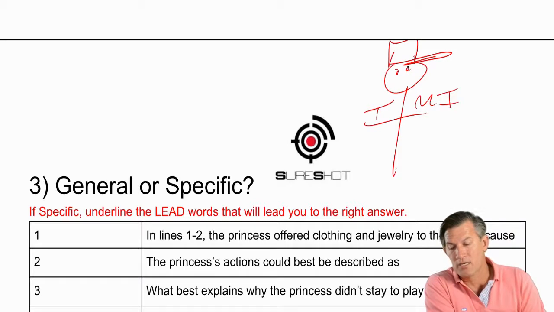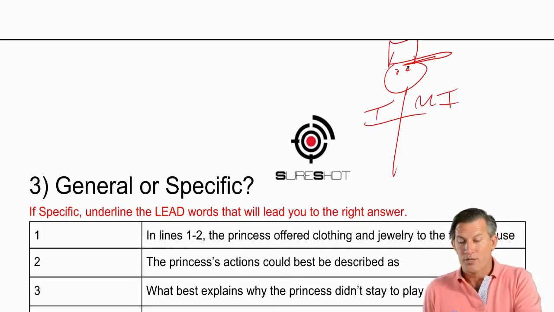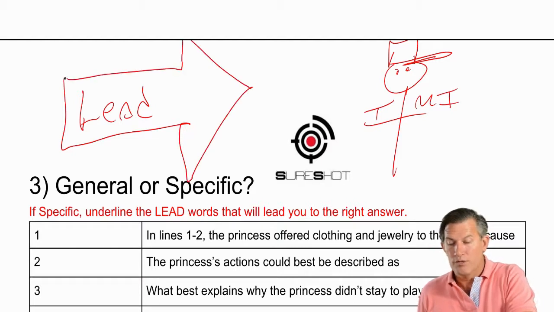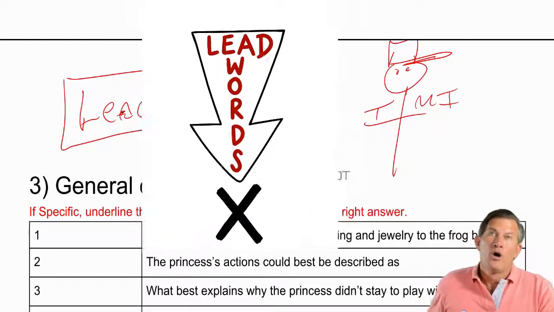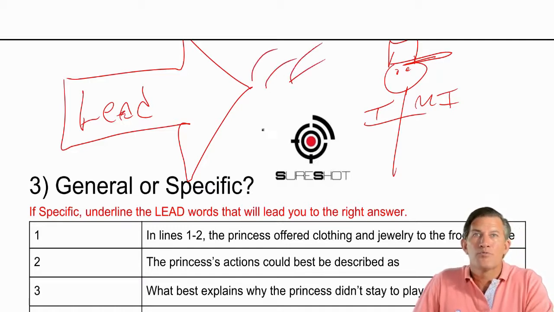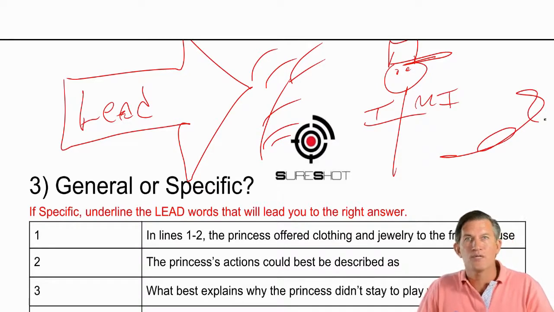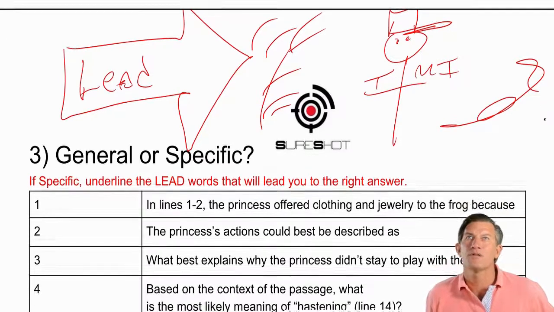So let's look at this. If specific, underline the lead words that will lead you to the right answer. So the lead should look like this. The lead words will lead you to the right place, okay? Are you allowed to look back in the test? Yes. Are you supposed to write on the test? Yes. You can write on the test, so take advantage of that. All right, that's one of the main things about this, the specific questions.